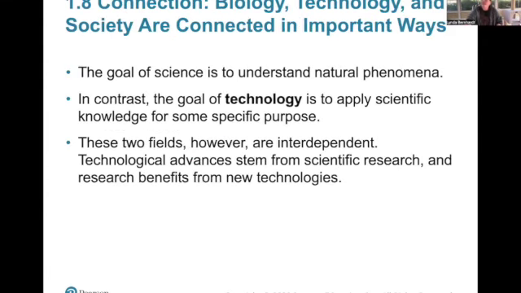The goal of science is to understand natural phenomena. And then we have technology, which is to apply the scientific knowledge for some purpose. So these guys are separate, but together. So a lot of people who insist they don't like science, they think it's ridiculous, blah, blah, blah. You don't realize science is how we got cell phones and laptops and movies and all these things. Without science, you wouldn't have any of the technologies that you use.